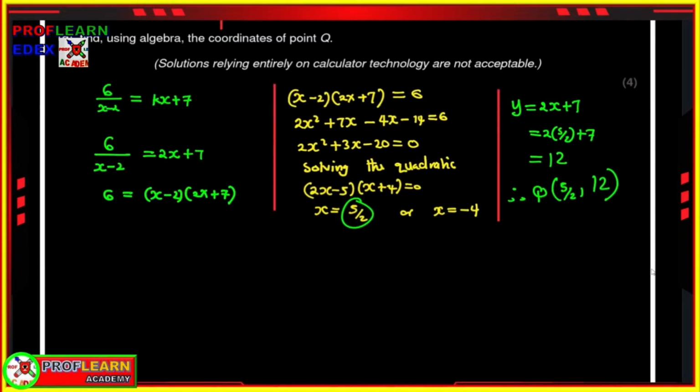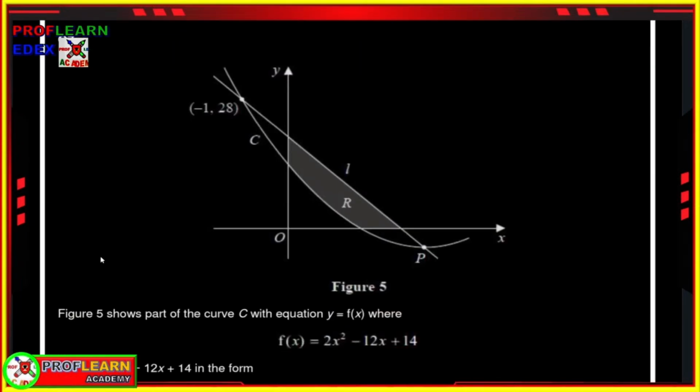So what does that mean? You need to know how to work out questions like this involving a curve and a line intersecting. You need also to remember something to do with the discriminant.